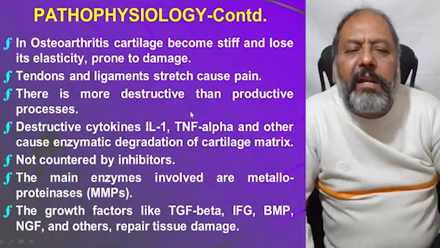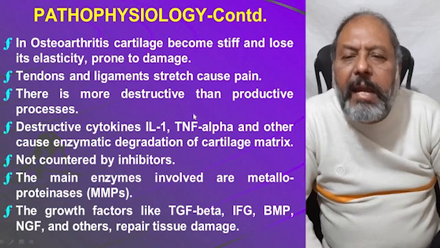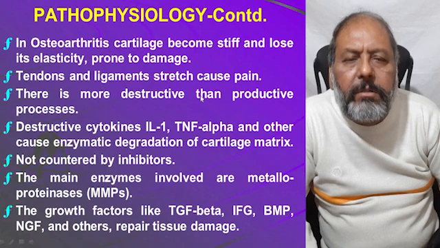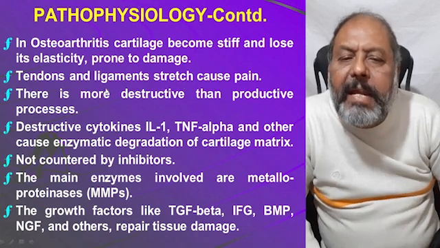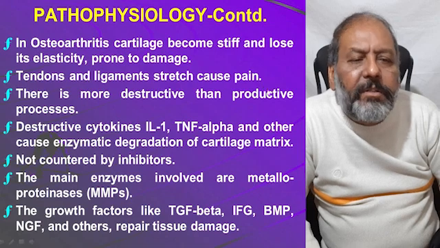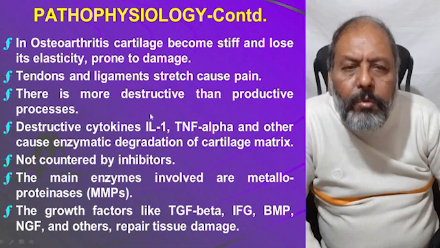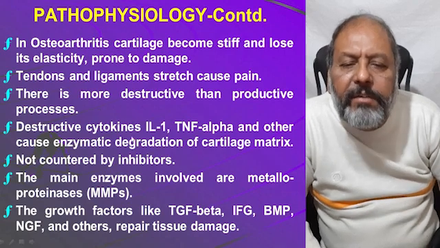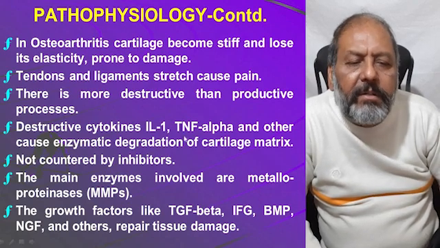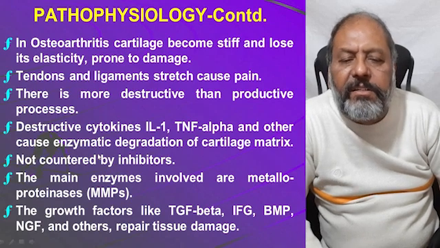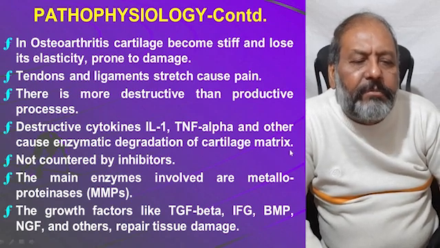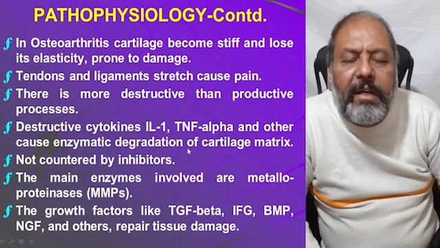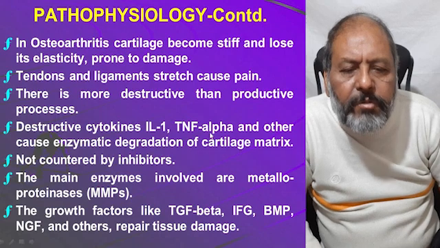Now, in osteoarthritis, cartilage becomes stiff and loses its elasticity, prone to damage which is normally not seen in normal cases. Tendons and ligaments stretch, which causes the pain. There is more destructive than productive process occurring in the joint. Destructive cytokines like IL-1, TNF alpha, and others cause the enzymatic degradation of the cartilage matrix, and that is not countered by the inhibitors which do occur in the normal joint.